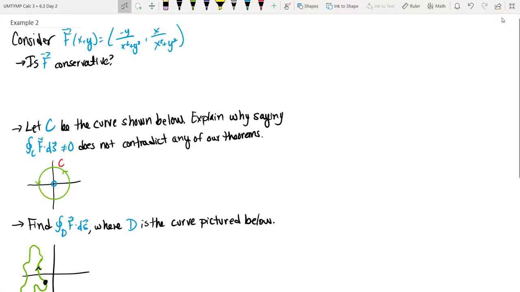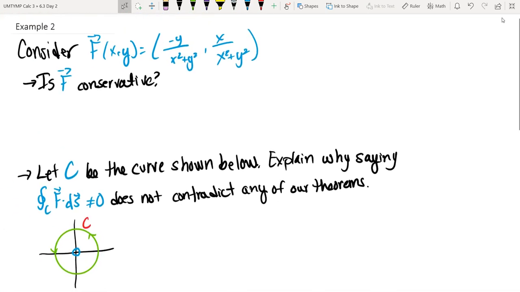All right, and example 2 is ready to go. So we have a vector field given as above, and we have a series of questions that we want to answer together. So let's go through them one by one. So for this vector field, can we say it's conservative? And so there's different ways we can think about this.